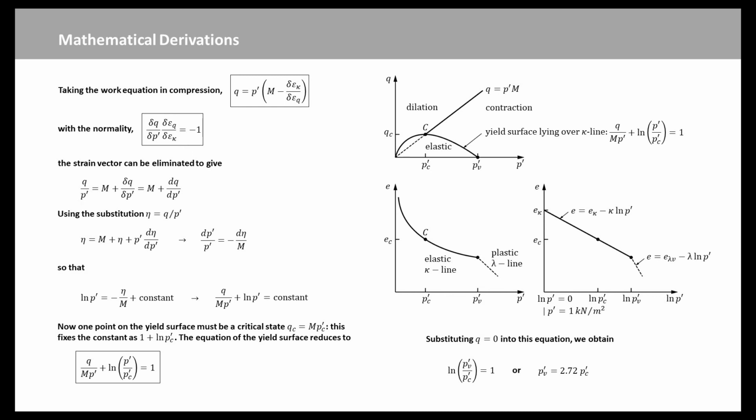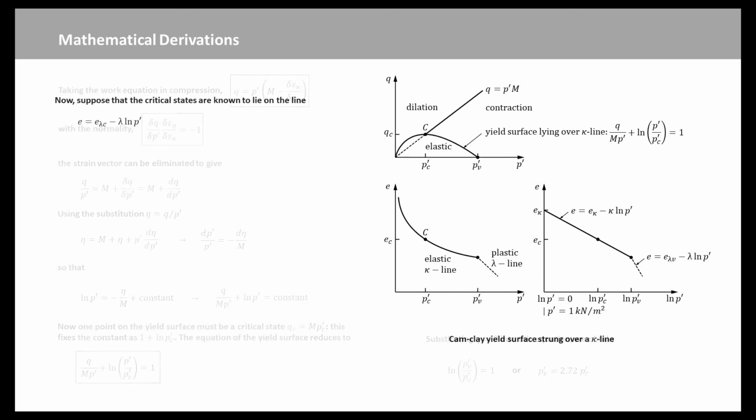ChemClay has predicted that the critical effective pressure is reached when the over-consolidation ratio PV' over P' is just less than 3. Ratios much less than 3 will indicate loose states. Ratios much greater than 3 will indicate dense states. Now suppose that the critical states are known to lie on the line, and we have this equation.